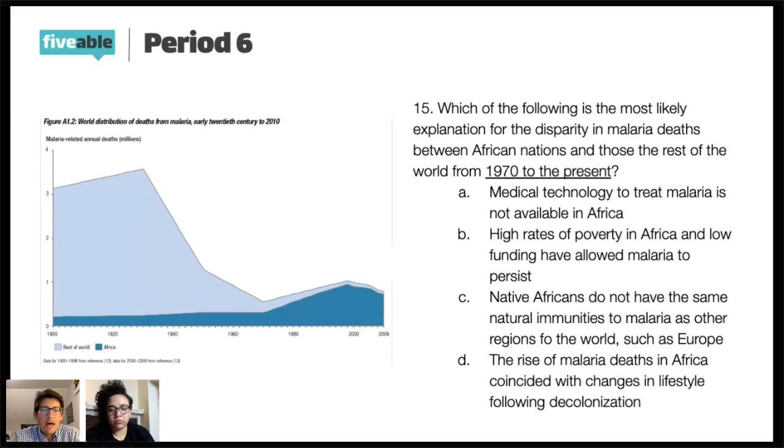That's not the case. And D, the rise of malaria deaths in Africa coincided with changes in lifestyle following decolonization, which is a tempting issue because there are some diseases associated with changes in lifestyle, like people living longer lives and developing Alzheimer's in old age or heart disease as people live longer. But that would not be the case here. Malaria is not a disease of lifestyle. It's a disease that is passed on by mosquitoes. It is very much dependent on where you live and whether or not you have adequate medication to avoid or to counteract the parasite that causes malaria.